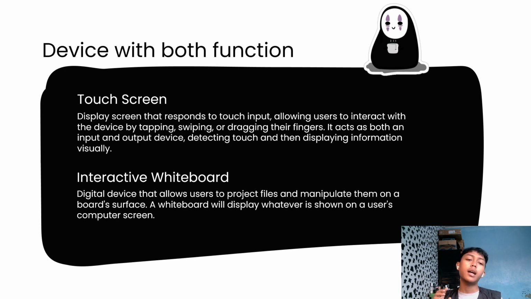There are also devices with both functions, like touchscreen. It can display a screen and also it can be touched, allowing the user to interact with the device. Second is interactive whiteboard. Same as a touchscreen, it can display the screen from your computer and also allows some interaction with the computer through a whiteboard.